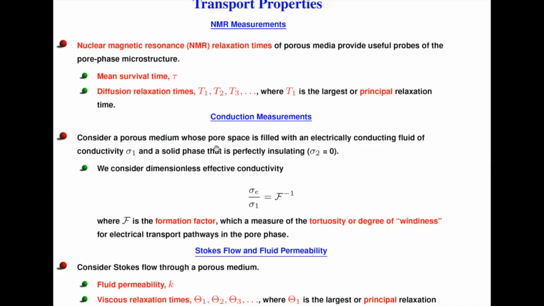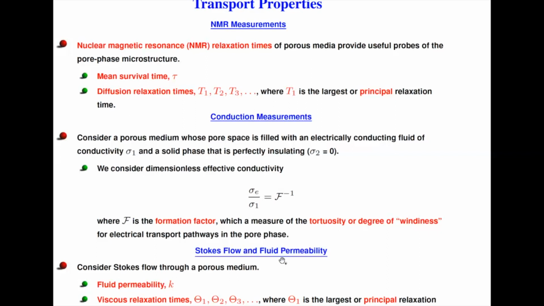Now, in the case of conduction, I'm going to consider a porous medium. The pore space is filled with an electrically conducting fluid with this conductivity, and the solid phase is going to be perfectly insulating. Then I'm going to consider the dimensionless effective conductivity, the effective conductivity divided by the pore space conductivity. And the inverse of that, I call the formation factor. And that's going to be a measure of the tortuosity or the degree of windiness for electrical transport pathways in the pore space. And we're going to see that that's actually rigorously an important contribution to the fluid permeability.